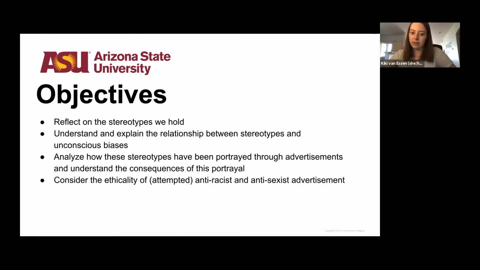This activity is meant to reflect on the stereotypes that we hold and to understand and explain the relationship between stereotypes and our unconscious biases that then impact the way in which we use these to judge people and to unconsciously impact our actions, and how we should use advertisements to not play into these stereotypes, and how to critically think about how the advertisements that we're creating can hopefully work against the establishment and the maintenance of different stereotypes.